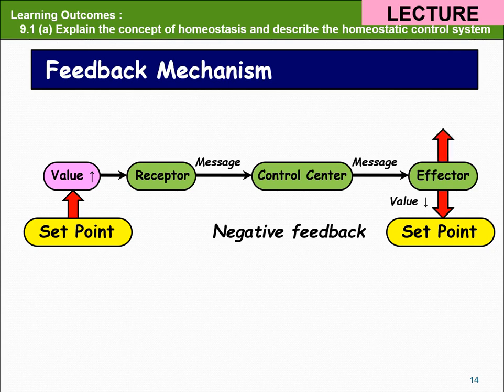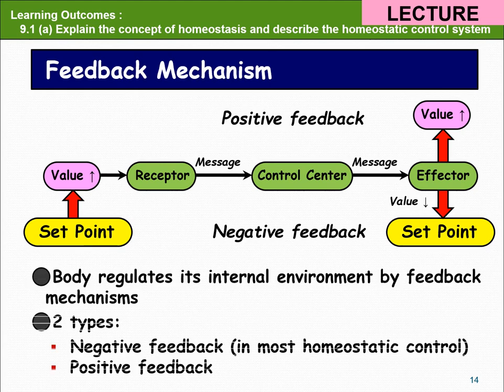But if positive feedback occurs, positive feedback will enhance the changes from the set point. In this diagram, if the value increases from the set point, positive feedback will cause a further increase in the value. So positive feedback is the one that enhances the changes, and negative feedback is the one that reduces the changes.